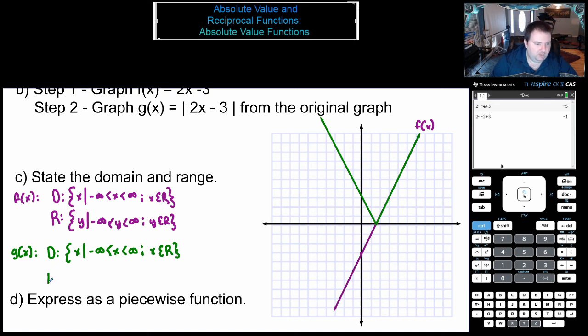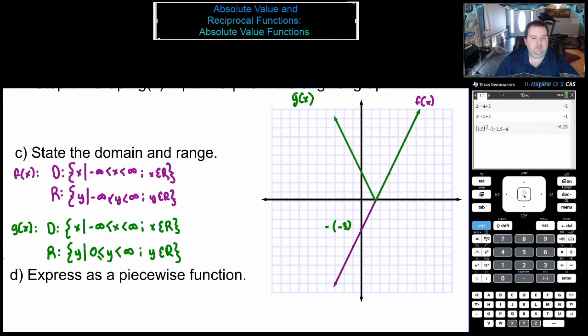Okay, what about our range? Well, now we can see in green here, it never drops below 0. So it's from 0, and it can be equal to 0, to positive infinity. So our range is y such that it can never go below 0. So y has to be greater than or equal to 0, but y has to be less than infinity. And of course, the domain is all real numbers.